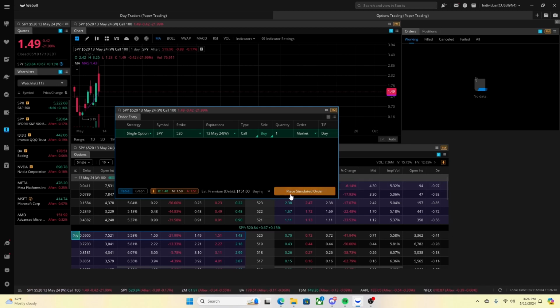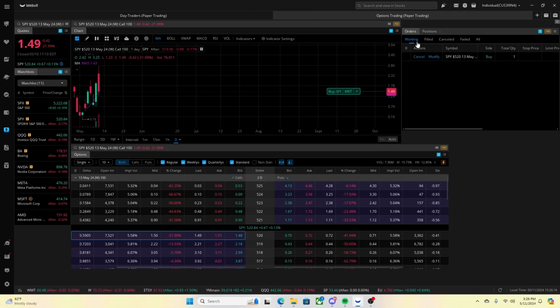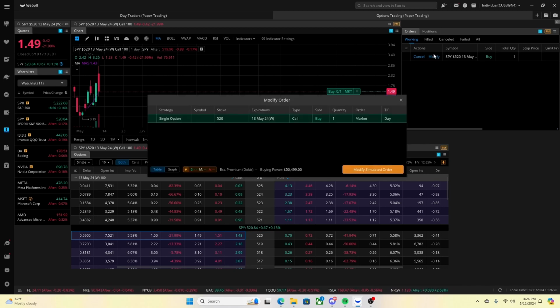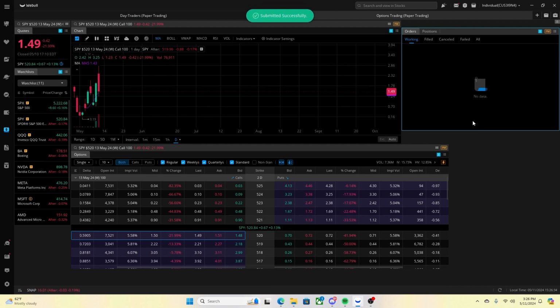And I don't know what happens if I place that. If I try and place that, it just sits up here in the working orders. It won't be filled since the market's not open, but at market open, it would be automatically filled. You can modify it. You can just cancel it here, and then it's just gone. And then the same thing would be for puts over here.